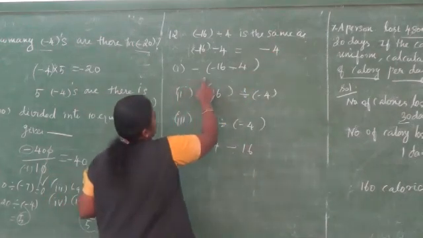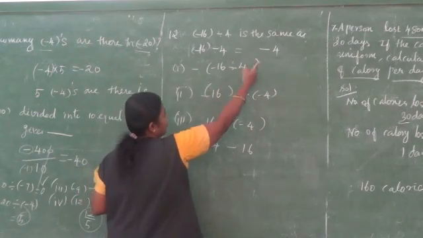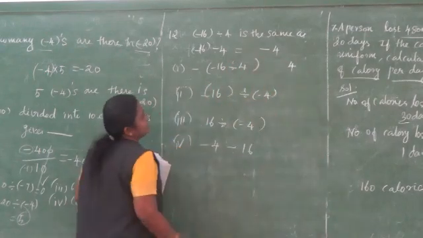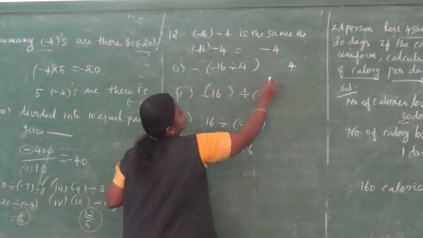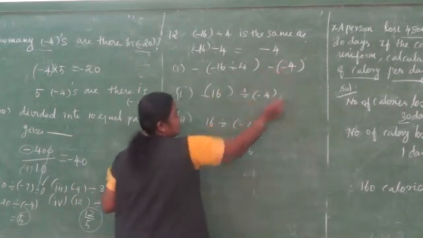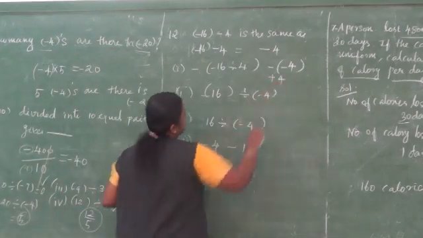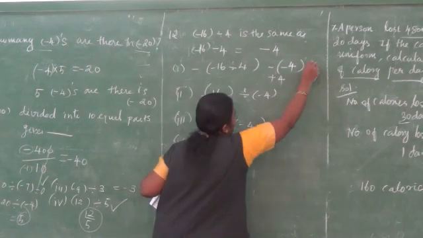Come to the first option. Minus of minus 16 divided by 4. So 16 divided by 4, you know the answer, 4. But what is the sign? Inside the bracket you have minus 4, but outside we have one more minus. So minus of minus you will get plus. So here plus 4 is the answer. Definitely this is not the answer.